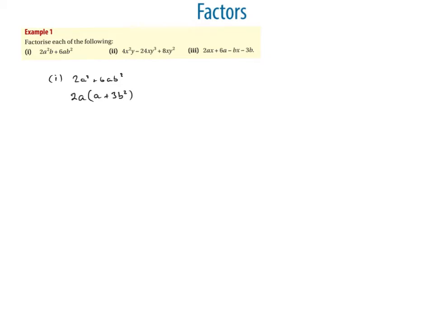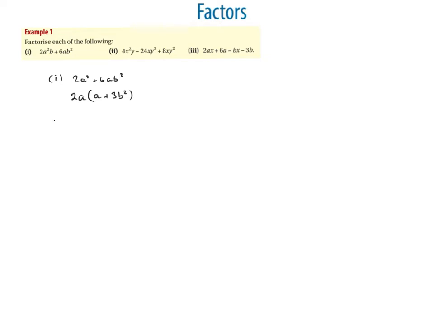Now we can always check it by multiplying out the bracket. So here you can see 2a by a is 2a squared, 2a by 3b squared, 2 by 3 is 6. We have the a, and we have the b squared, and we are done.